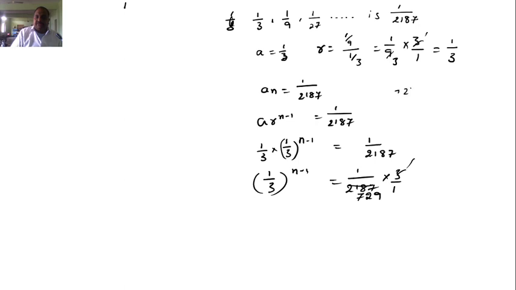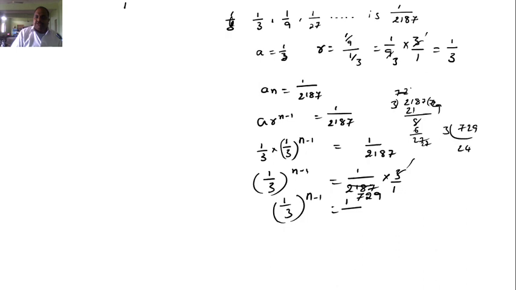Divide 2187 by 3. 3 sevens are 21, 3 twos are 6, 3 nines are 27, so we get 729. So 1 by 3 whole to the power of n minus 1 is equal to 729. For the prime factorization, as we did in the previous problem, 729 is 3 to the power of 6.